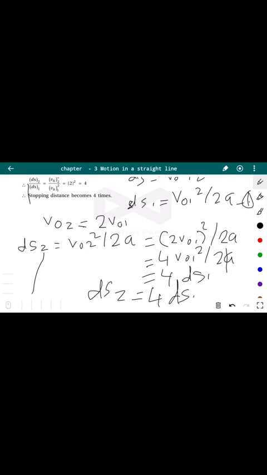Thus, for the new situation, the stopping distance will be 4 times the stopping distance of the first situation. That means when we are doubling the initial velocity, the stopping distance becomes 4 times the stopping distance of the initial case.